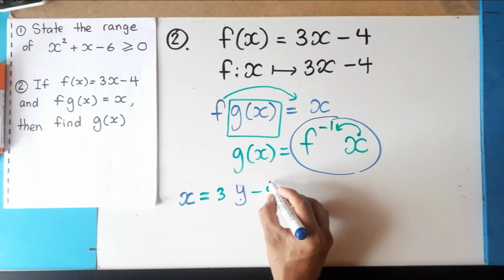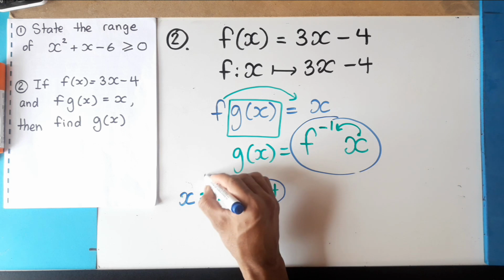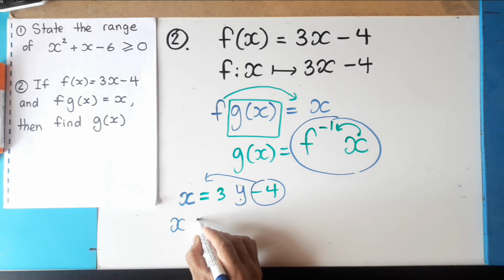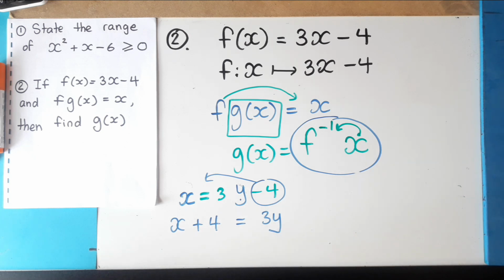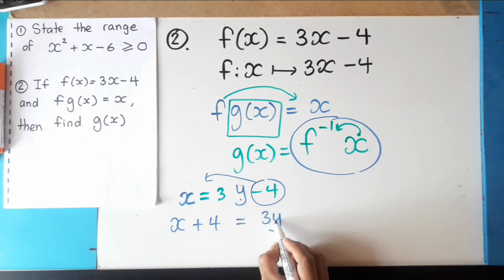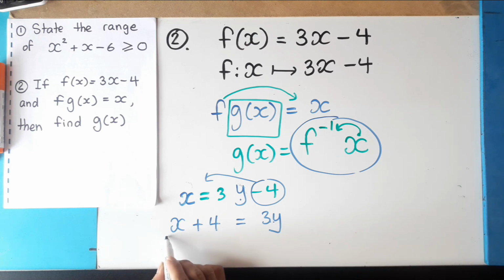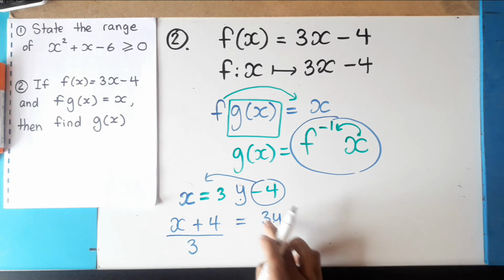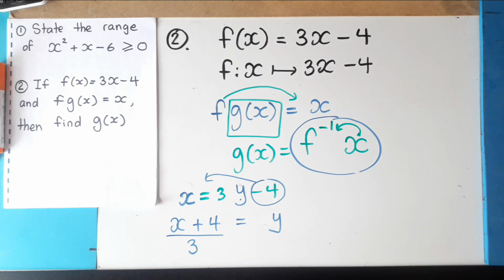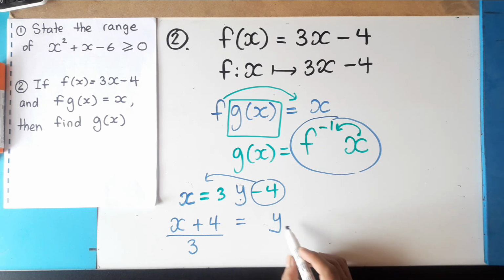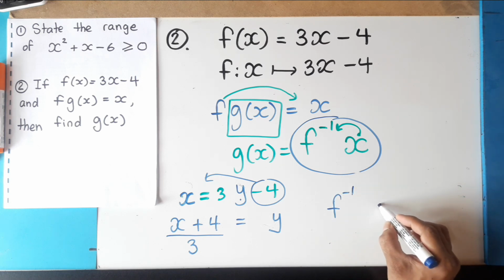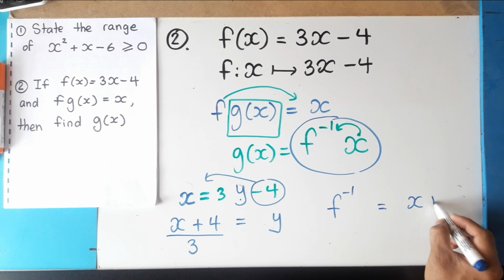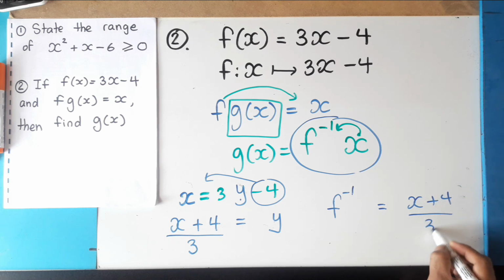Let's solve for y. Well, you throw across minus 4 to get positive 4, and this is equal to 3y. Now, you're trying to solve for y. There's a multiply here. Throw across a multiply, and you will get divide. Once you make y the subject again, we have just found f inverse. So this is f inverse. F inverse is equal to (x plus 4) divided by 3.